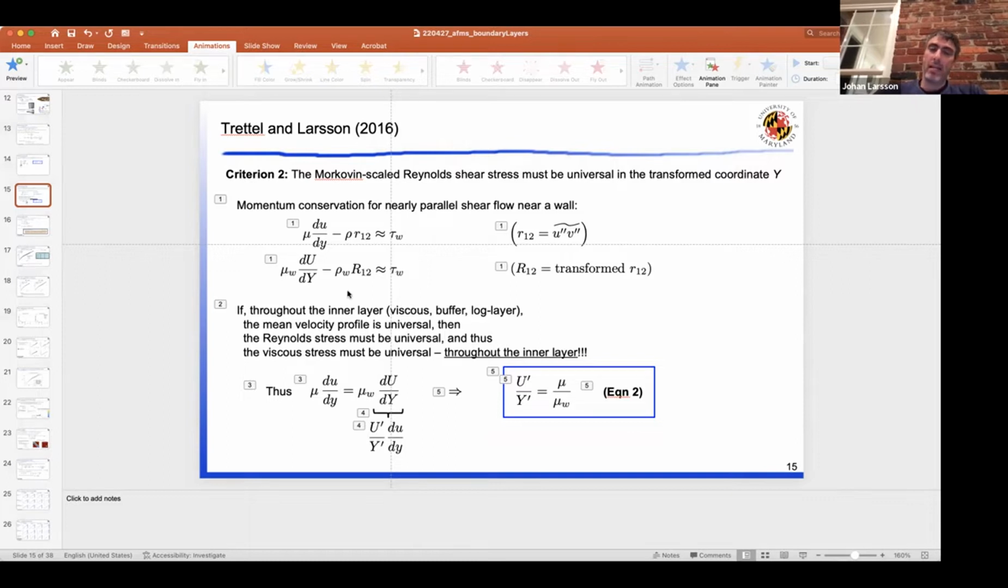The only argument I have, which I only half believe, is that momentum conservation says that viscous stress plus Reynolds stress has to be equal to a constant. And so I do believe that the Reynolds stress needs to be universal if the mean velocity is universal. So I easily buy that. And if they both add up to the same thing, I can maybe convince myself that there needs to be some universality on the viscous stress. But the fact that it should be negligible means there's something wrong there.